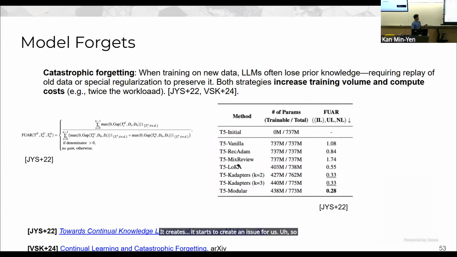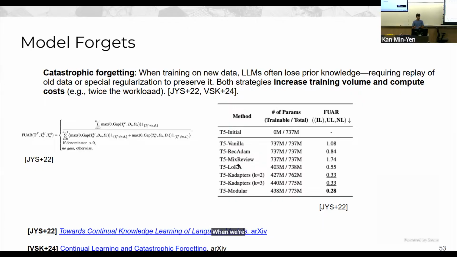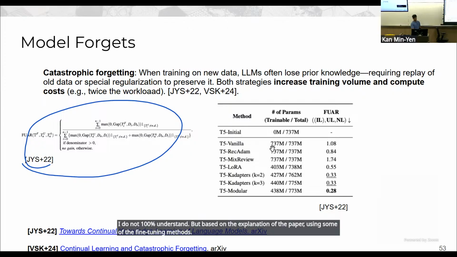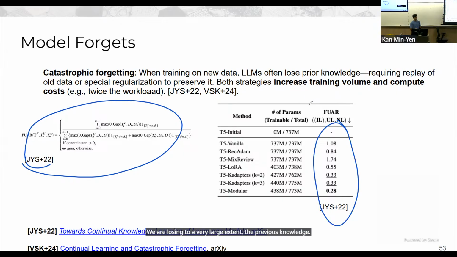So I found this research paper where they were trying to estimate, when we're adding a new fact or a new item into the knowledge base, to what extent the previous information is lost? As you can see, this is a very complex formula that I did not 100% understand. But based on the explanation of the paper, using some of the fine-tuning methods for only about a 737 million parameter model, we are losing to a very large extent the previous knowledge that was already in there.